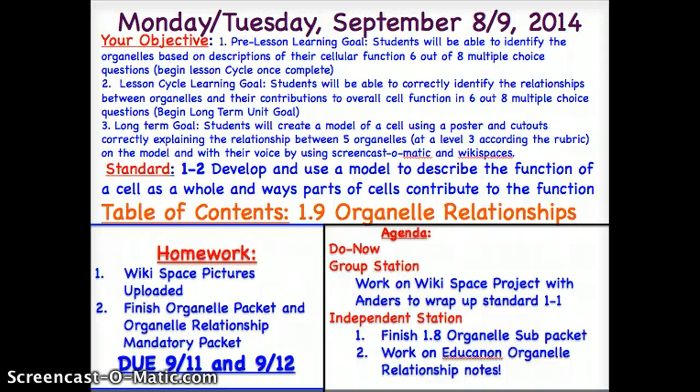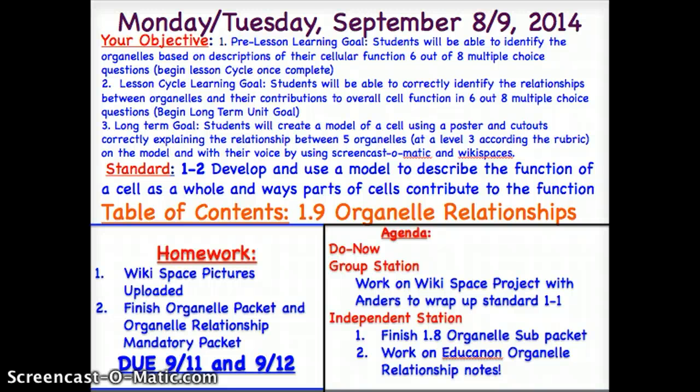Our objective, number one, pre-lesson learning goal. Students will be able to identify the organelles based on descriptions of their cellular function, 6 out of 8 multiple choice questions. And this begins the lesson cycle once you complete it. So in order to start this lesson cycle, you need to complete this quiz at 6 out of 8. You're going to take this quiz at Edmodo.